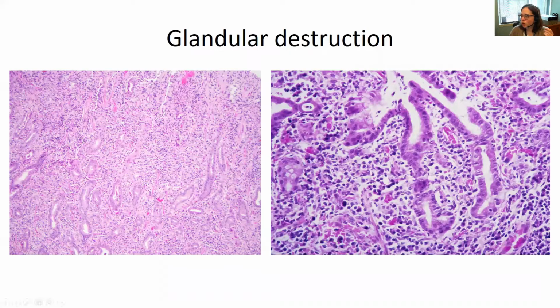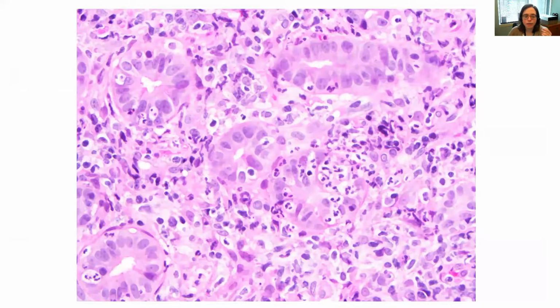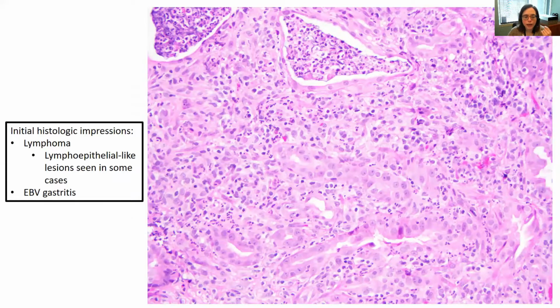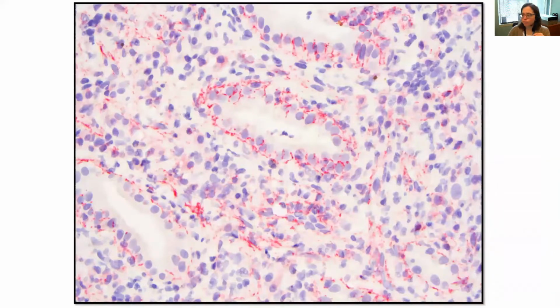And the degree of glandular destruction is usually really dramatic and something that you don't see in cases of Helicobacter pylori. And here you have a higher magnification showing you areas of neutrophilic infiltration of the glands. The initial diagnostic impression for the submitting pathologist was lymphoma. And indeed, some cases can have lymphoepithelial-like lesions. And then the second diagnostic impression, after that was ruled out, was the possibility of EBV gastritis, which is not a bad idea either. But we ordered a syphilis immunostain, and that was nicely positive.